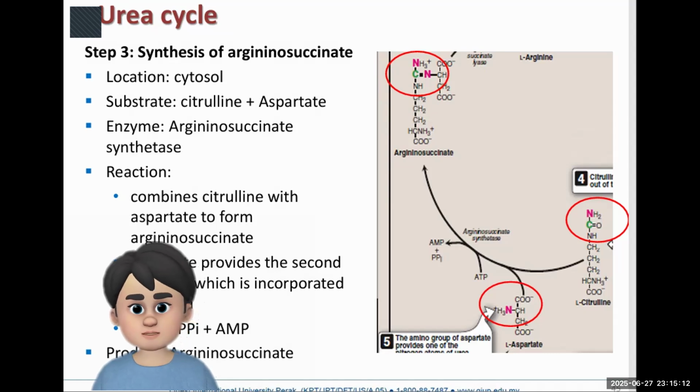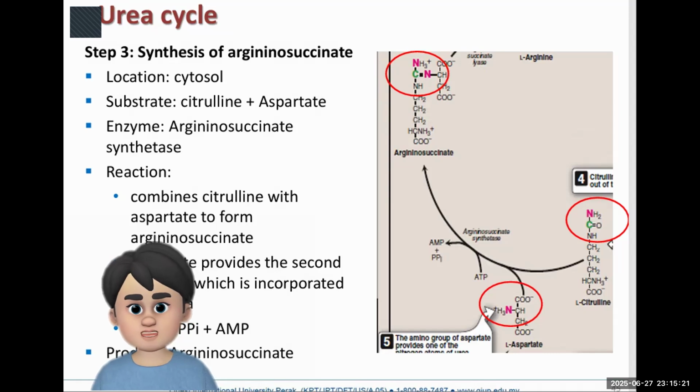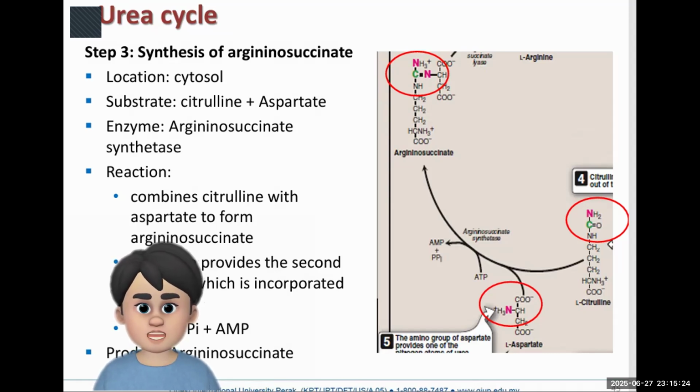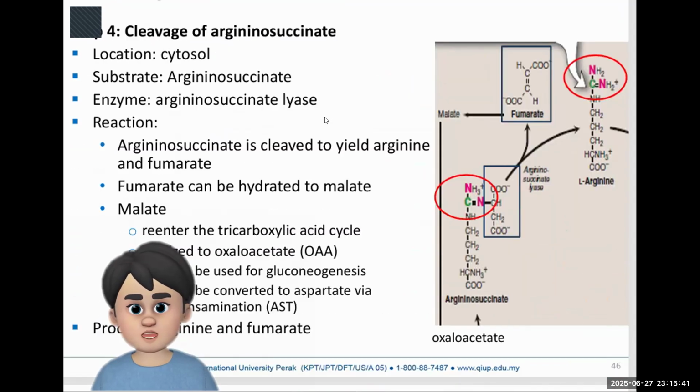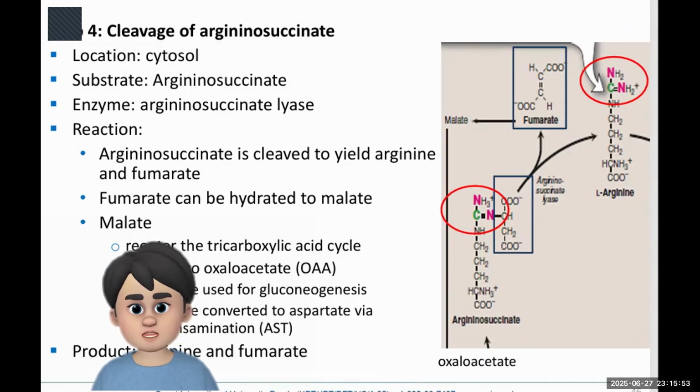Enzyme, argininosuccinate synthetase. Reaction: it combines citrulline with aspartate to form argininosuccinate. Aspartate provides the second nitrogen, which is incorporated into urea. Then ATP, PPi, which I explained, and AMP. Product is argininosuccinate. Urea cycle again, location cytosol, substrate argininosuccinate. The enzyme is important. So what is the enzyme?